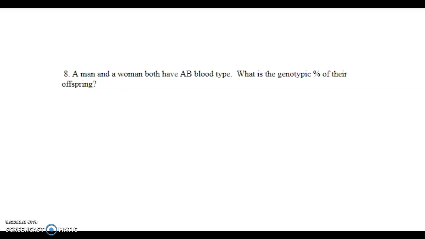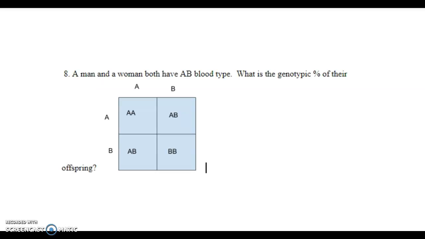Okay, number 8 says a man and a woman are both AB blood type, with A and B being codominant. What is the genotypic percent of their offspring? So we'll draw a Punnett square for that one. Both parents are AB. Okay, so this is what our Punnett square would look like for a cross between two parents who are both AB type. We would get AA here. These two would still be the AB, and then the BB here. So we would get a type A blood, a type B blood, and 2 type AB blood.